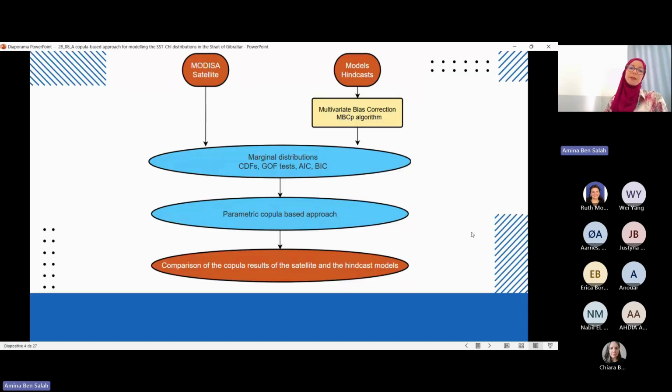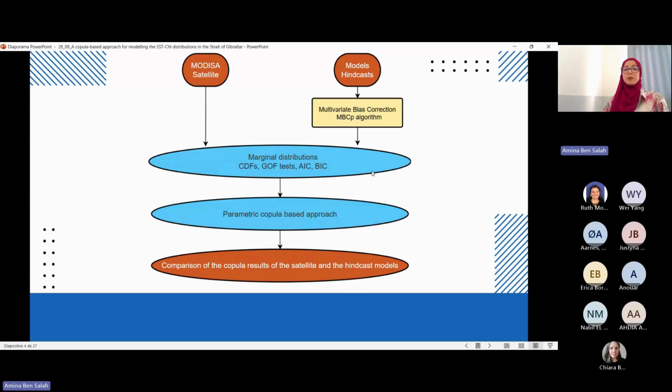This flowchart summarizes our methodological approach. Our aim is to explore the nonlinear dependency between SST and chlorophyll-a concentration and to evaluate how well climate models can capture this relationship. We use MODIS-Aqua satellite data and hindcast simulations from CMIP6 models. To correct biases in the model outputs, we apply the multivariate bias correction algorithm.